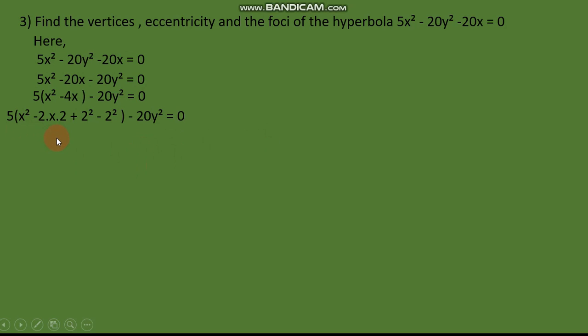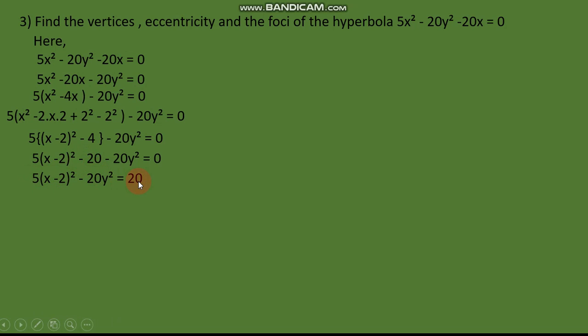Now we have another step: 5 times (x − 2)². This term is x² − 4x + 4, which is (x − 2)², and 2² is 4. Then in the next step, we multiply these two terms by 5, and we get 5(x − 2)² − 5·4, which is 20, and −20y² is as it is. So now we have this result.